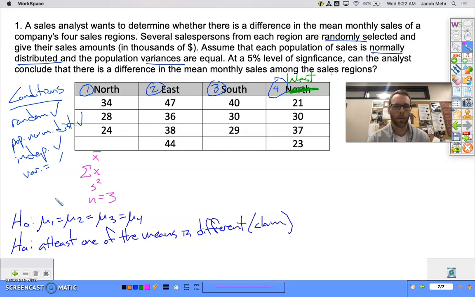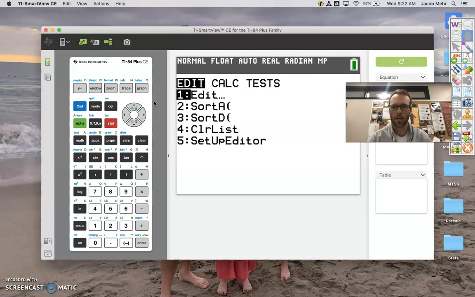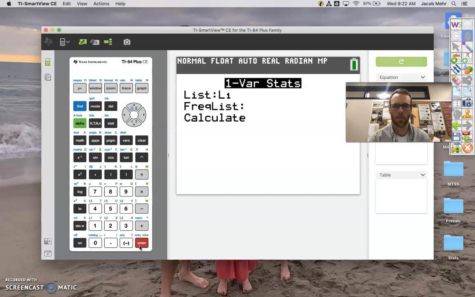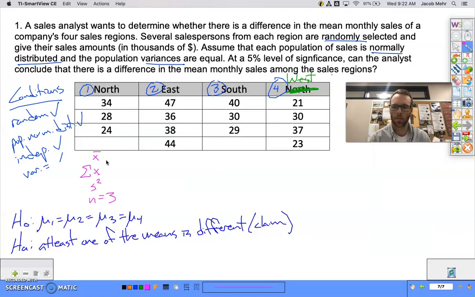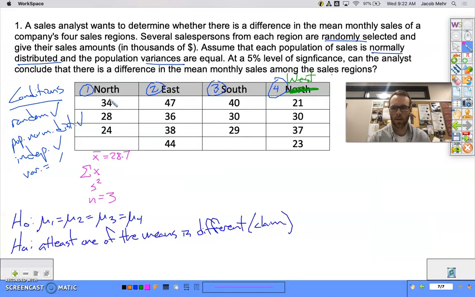That's just 3. So what I'm going to do is I'll go stat, calculate, one variable statistics, and I'm going to do list 1. X bar is 28 2/3, so I'll write around that 28.7. The sum of the X's is 86. That's just all of those added together.